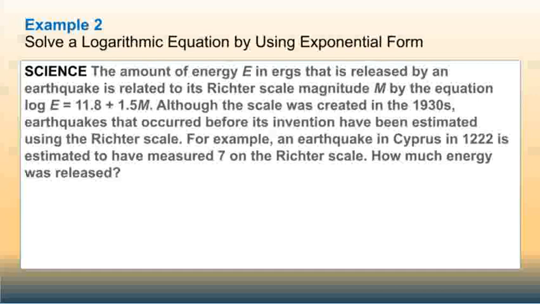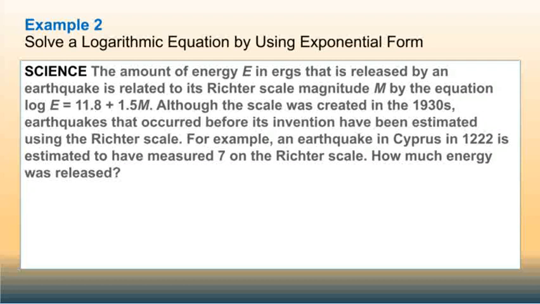Next part, working with a word problem. The amount of energy E in Earth that is released by an earthquake is related to its Richter scale magnitude M by the equation log E equals 11.8 plus 1.5 M. Although the scale was created in the 1930s, earthquakes that occurred before its invention have been estimated using the Richter scale. For example, the earthquake in Cyprus in 1222 is estimated to have measured 7 on the Richter scale. How much energy was released then?